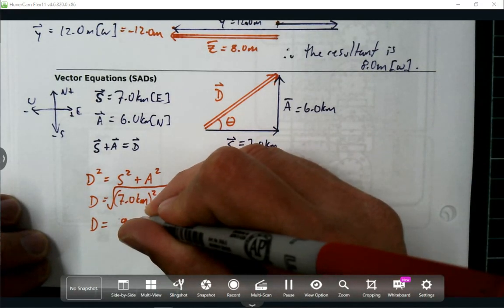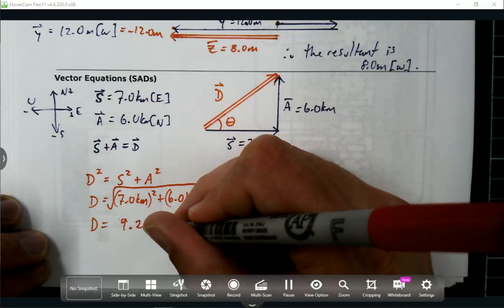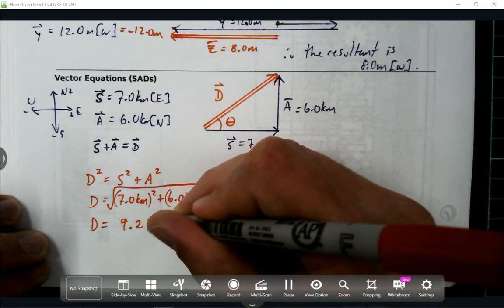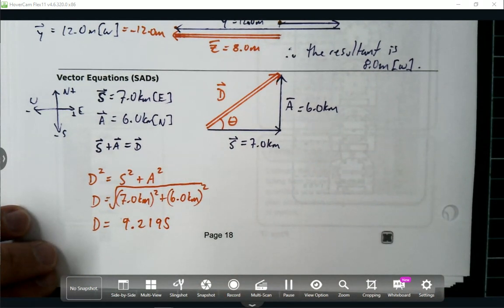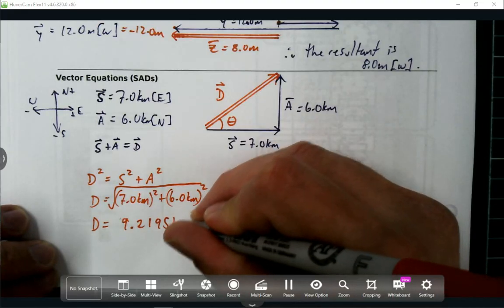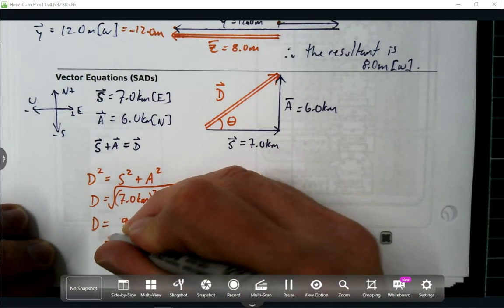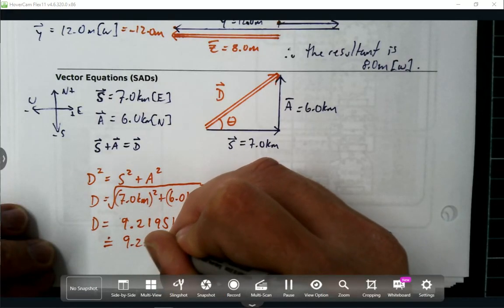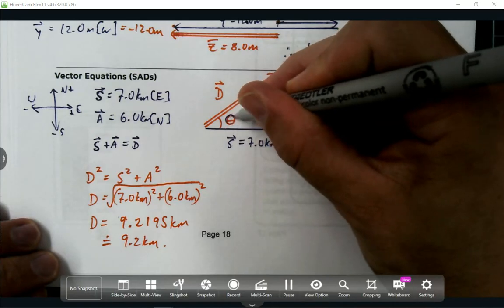9.2195. 2195, all right. You know, we always want to hold on to a bunch of extra decimal places. 2 to 3 is a good rule of thumb. Kilometers. And he's right, we should round it off to 2 sig figs based on the givens, 9.2 kilometers. But we're not done yet. We got to find ourselves this here theta value.